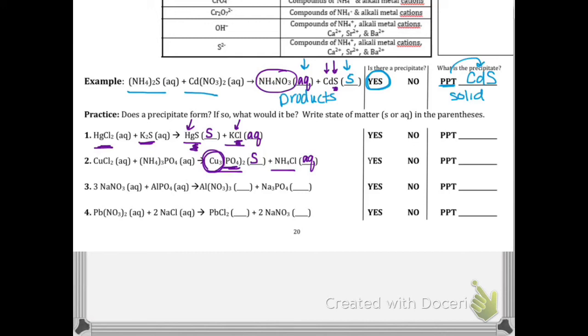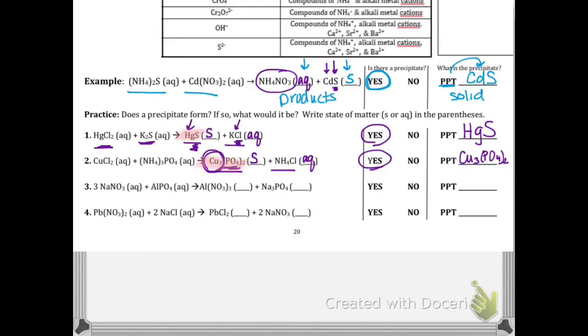And oops, I forgot to fill out the rest of this chart here. So if you have the letter S, you're always going to say yes. Okay, and whichever compound is the letter S, that's the one you're going to write in your precipitate. So over here, we're going to write HgS because that was our solid. And over here, we're going to write our copper phosphate like that. All right, let's do another example.